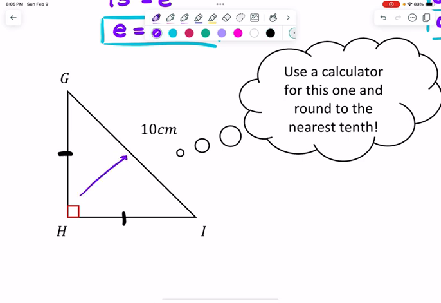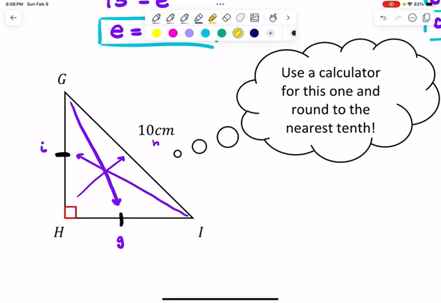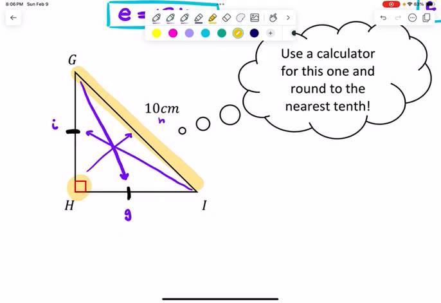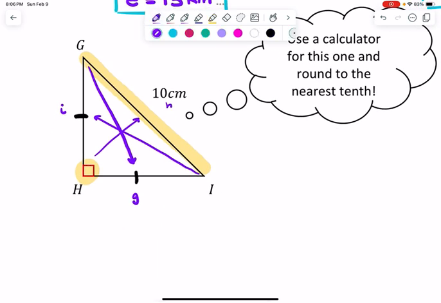I know across from angle H is little baby h. I know across from angle I is little baby i. And I know across from angle G is little baby g. I know the hypotenuse is always across from the 90-degree angle, so little h must be the hypotenuse. And if I were writing out the Pythagorean theorem with all the values I know, I'd go i squared plus g squared is equal to 10 squared.